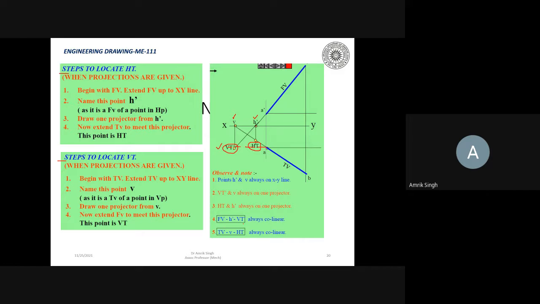So you see the points H dash and V are always on the XY line. The vertical trace and V are always in one projector, so they will be in one line. Similarly, the horizontal trace and the H dash will always be in one projector. The front view, H dash and VT will always be collinear. Similarly, the top view, V and HT will also be collinear.